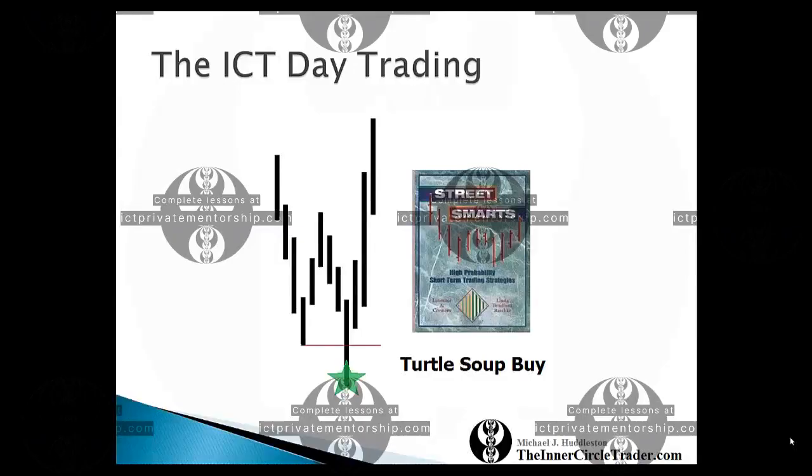The extended ICT kill zone for London is 1 a.m. to 5 a.m. So you kind of bracket out those hours, but the sweet spot is generally between 3 o'clock in the morning to 4 o'clock in the morning. You'll find that that's many times the very high or low of the day. New York Open is generally a condition in the market where you see a continuation of whatever was placed in the market directional wise in London. There's usually a continuation of that in New York.